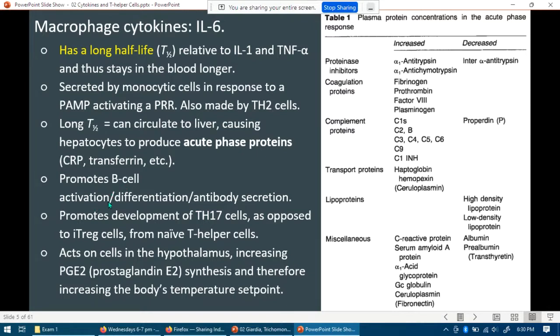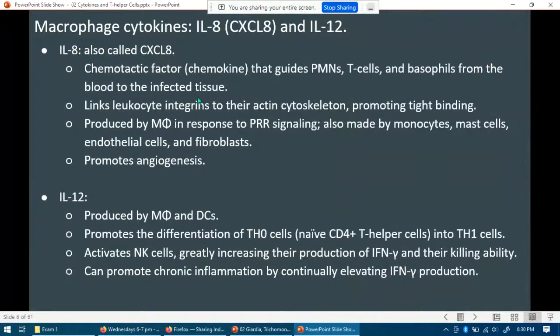IL-6 can promote B-cell activation, differentiation, and antibody secretion. IL-6 promotes development of Th17 cells from naive T helper cells, and it acts on the hypothalamus, causing fever. Okay, so fever is a common thing that all of these three cytokines do, but you can see that they're a little bit distinct from each other. They have preferred things that they're good at, right? Even though they have overlapping functions, they have things that they're good at and they're better at those things than other cytokines.